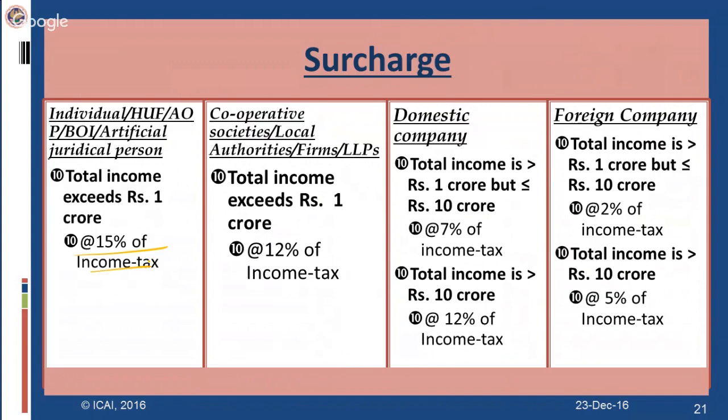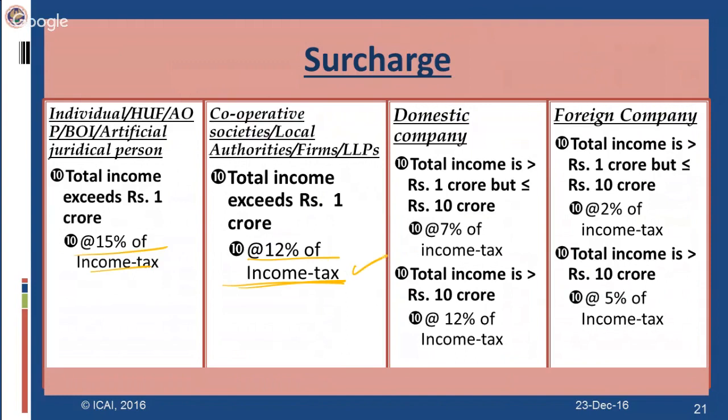In case of cooperative society, local authority, firms and LLP, the rate of surcharge is 12% of the income tax. Keep in mind the surcharge has to be computed on the income tax, not on the total income. While the income tax has to be computed on the total income, the surcharge has to be computed on the income tax.